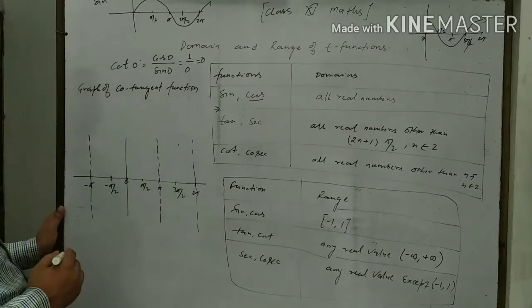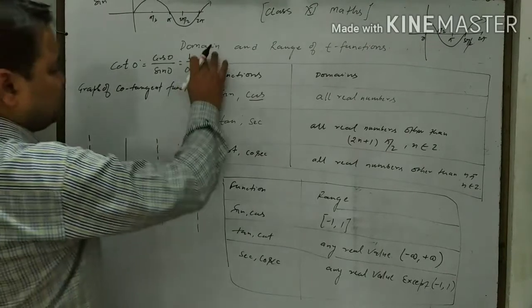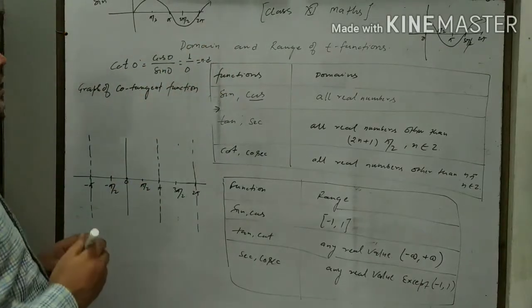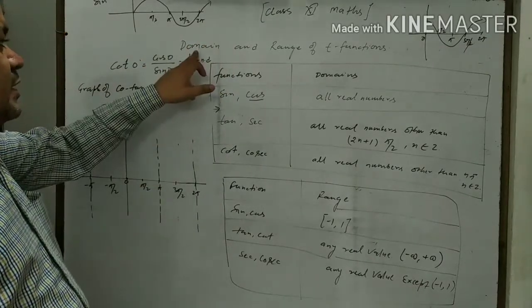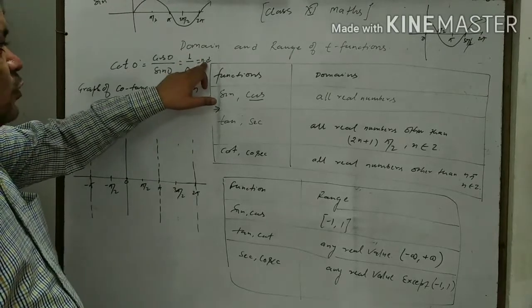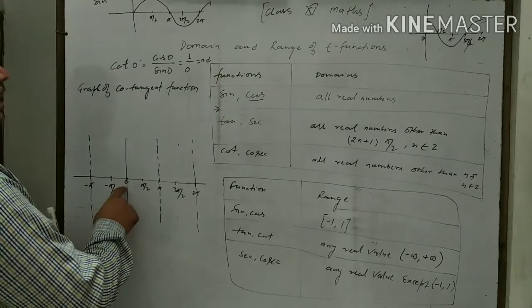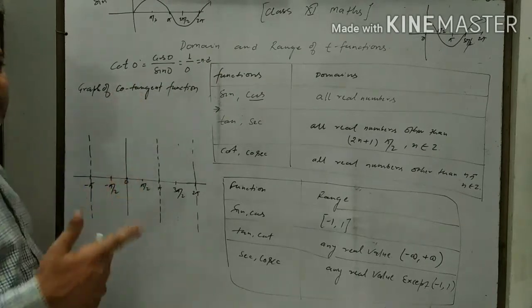Sorry, it will be not defined. Why? Because if the numerator is anything but the denominator is 0, its value will be not defined. Means at 0, the value of cotangent will be not defined.